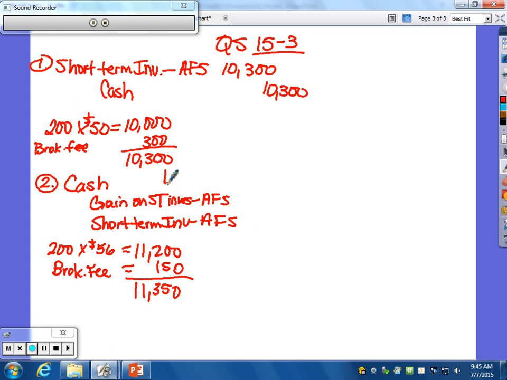How much do we record for gain? How much were they worth? 50. So we gained 1,300. When you subtract 10,300, how much? 1,050. So we have to include the brokerage. Wait. 11,350 minus 10,300. That's the amount that you purchased it for. What's the difference? $1,050.